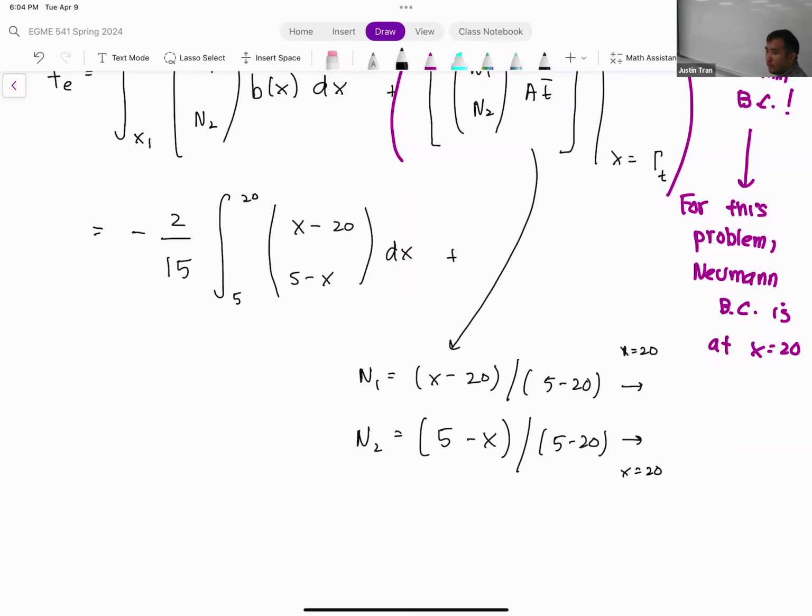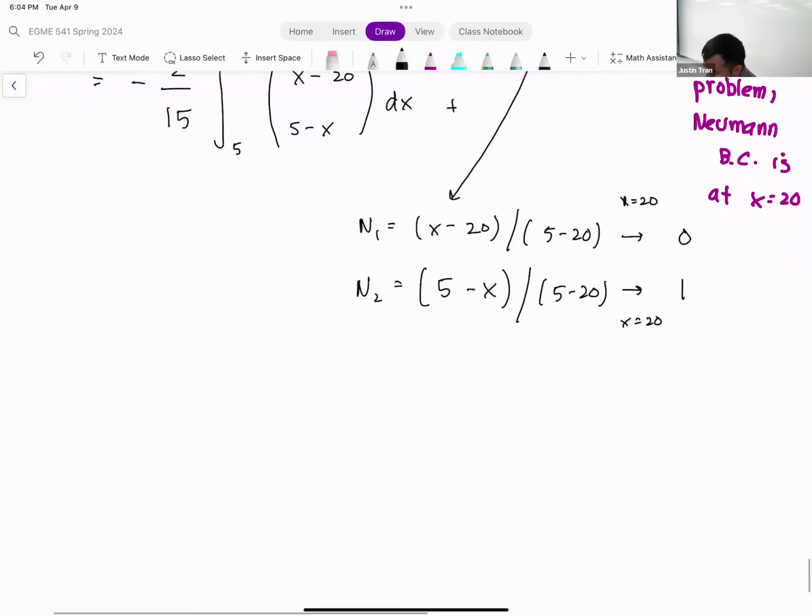We get 20 minus 20 over 5 minus 20. And so we get 20 minus 20 up top, which is 0. 0 divided by anything is just 0. And then on the bottom there, we get 5 minus 20 divided by 5 minus 20. We have the same thing on the top and the bottom, and so this is just going to be equal to 1. And so that term there in brackets is going to be 0 and 1.